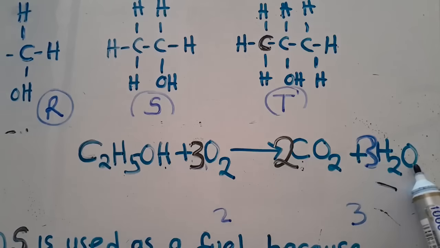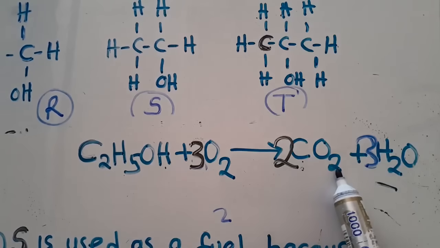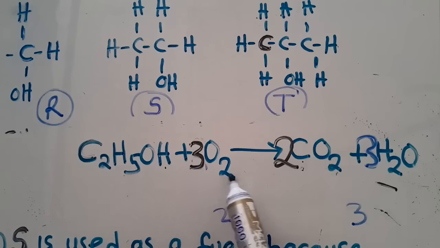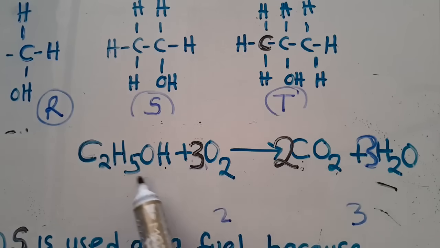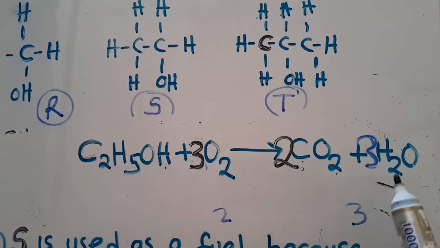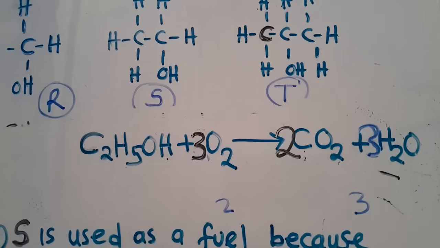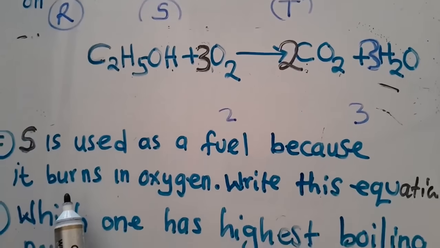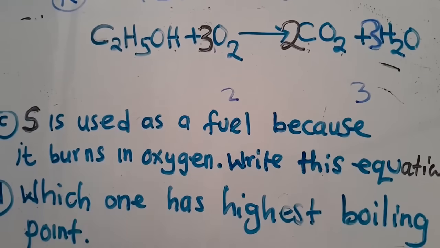Oxygen, how many here? 3 plus 4, 7. If we count this side, this is 6 plus 1, 7. Hydrogen, here there is 6. Even this side there is 6. This is balanced. We've balanced that. We move to the next question, which happens to be our last question in this lesson.